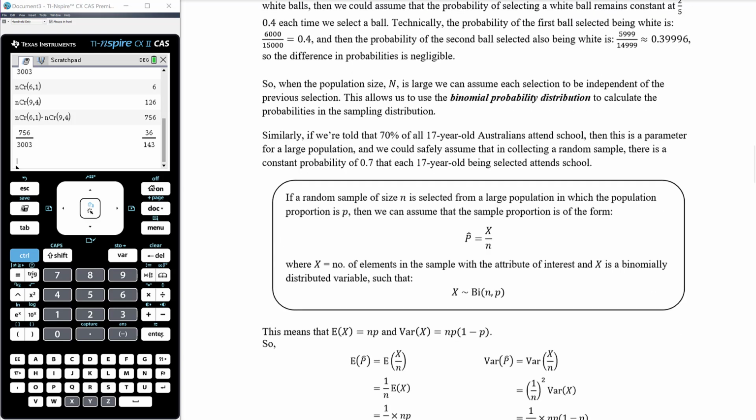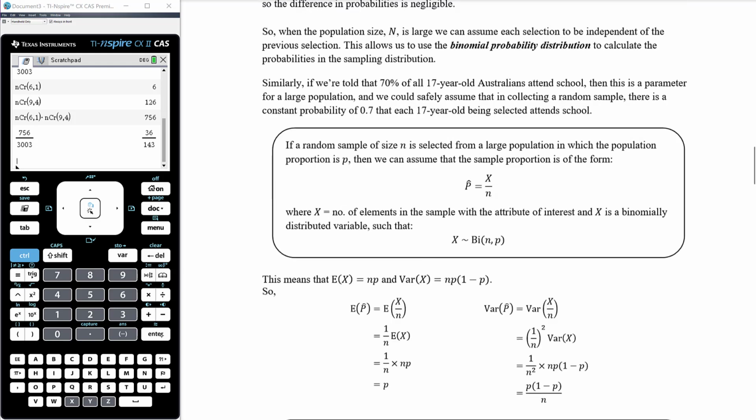So if a random sample of size n is selected from a large population, in which the population proportion is p, then we can assume that the sample proportion is of this form. Well, we can assume this all the time, but the important thing is that then we can use a binomial distribution. So we can assume that p hat is x over n, where X is the number of elements in the sample with the attribute of interest, and X is a binomially distributed variable such that X is distributed binomially, where n is the sample size and p is the population proportion.